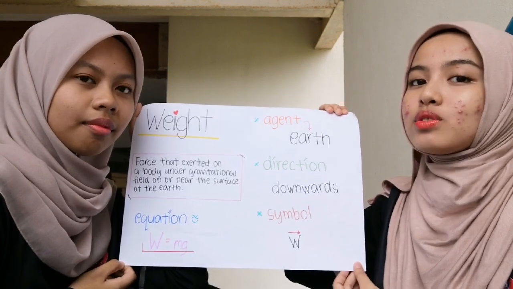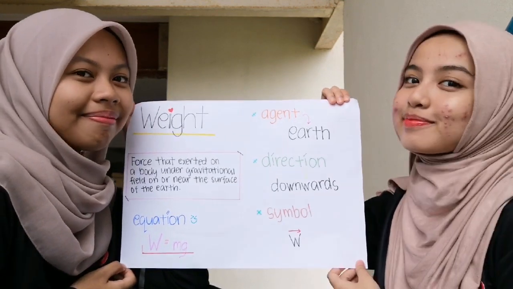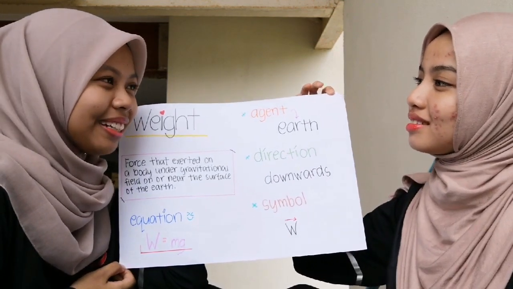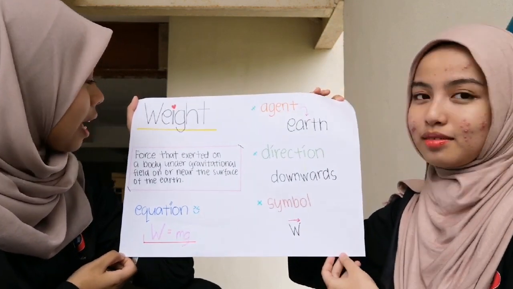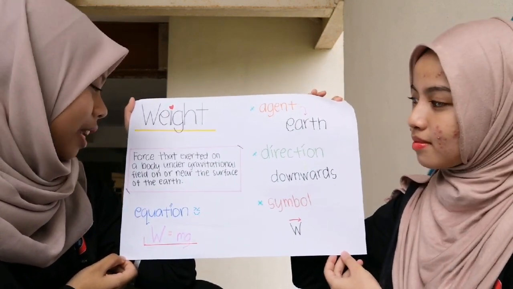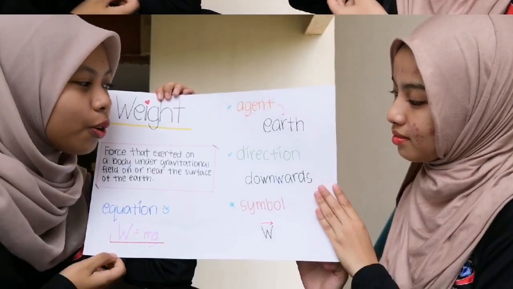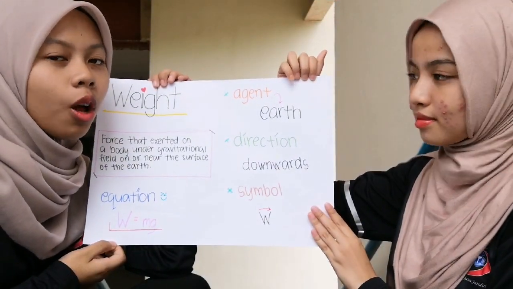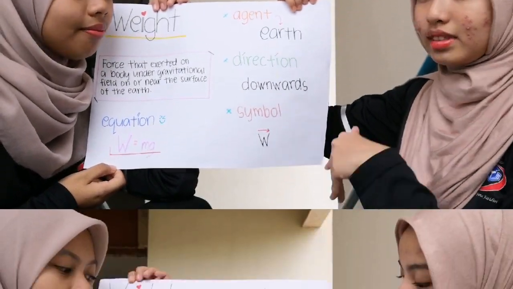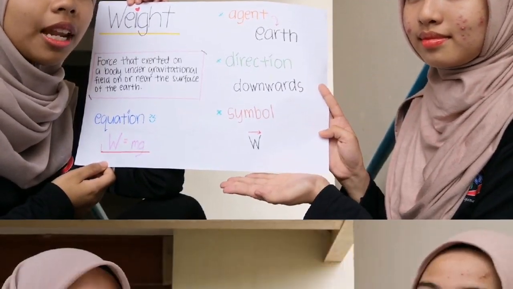The first force that we are going to explain is weight. So, what is weight? Weight is the force exerted on a body by a gravitational field on or near the surface of the earth. The direction of the weight is always vertically downwards. It is the capital letter W.